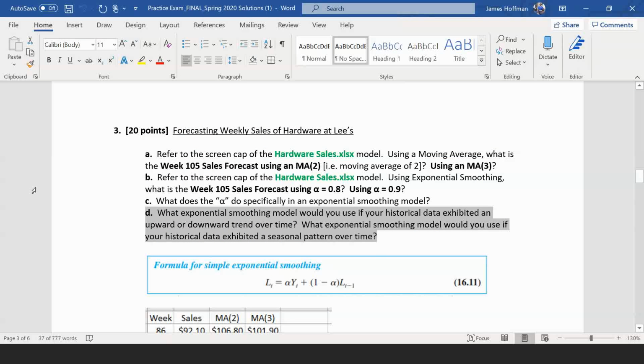Okay, and then part D: what exponential smoothing model would you use if your historical data had an upward or downward trend? If you had a trend, you can use a more sophisticated model that we did in chapter 14. Or what if your data had a seasonal pattern that repeated? Remember we did the soft drink sales, which went up in the summer and down in the winter due to increased demand in hot weather and lower demand in colder weather.